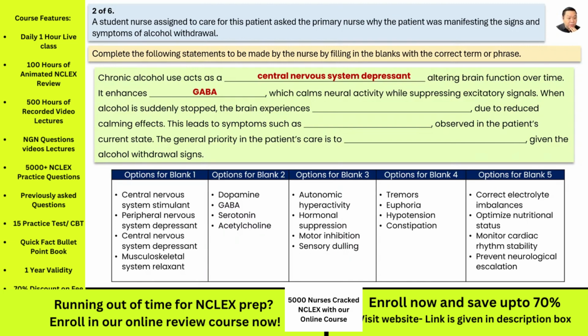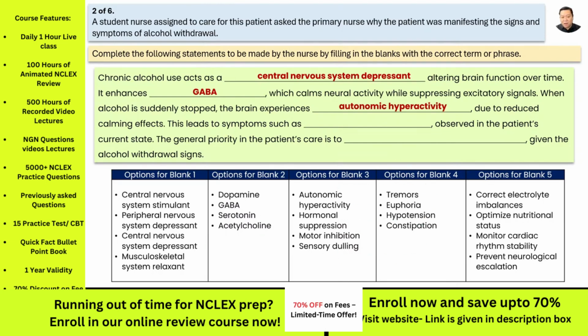Now let's move on to our next statement. It says, when alcohol is suddenly stopped, the brain experiences blank due to reduced calming effects. So we have the options: autonomic hyperexcitability, hormonal suppression, motor inhibition, sensory dulling. The answer here is autonomic hyperactivity.